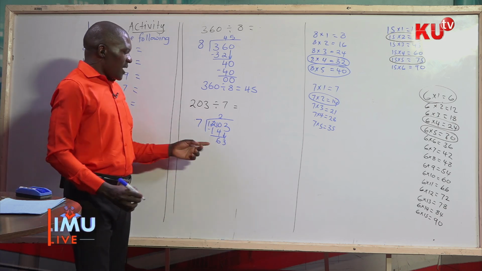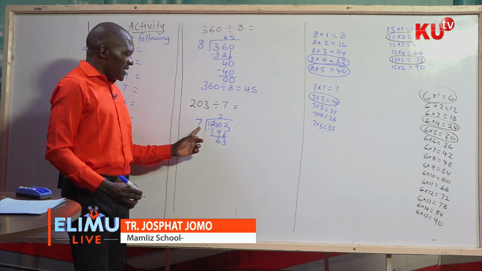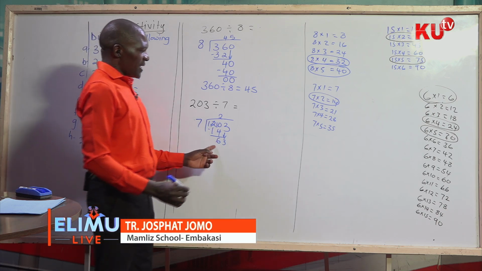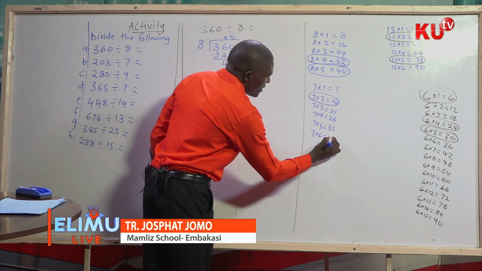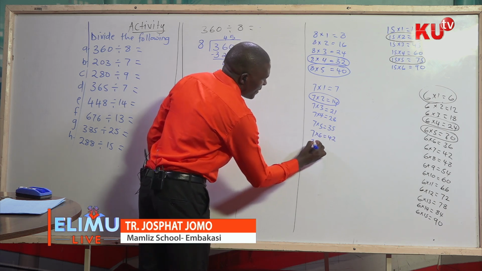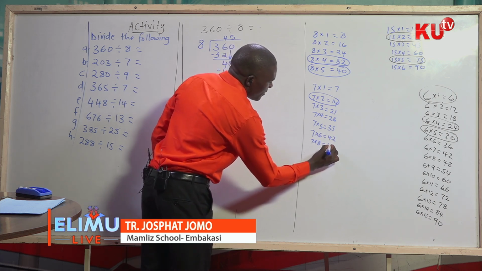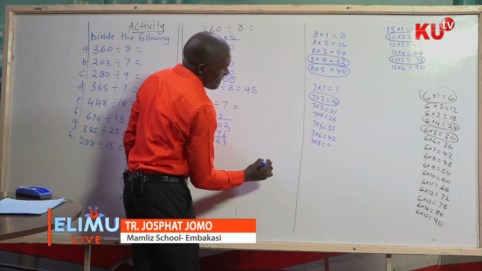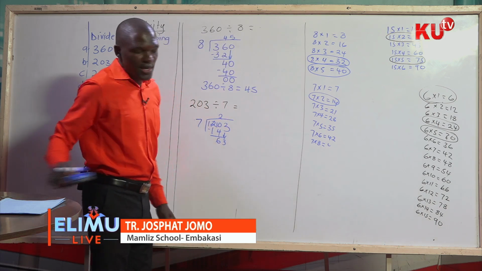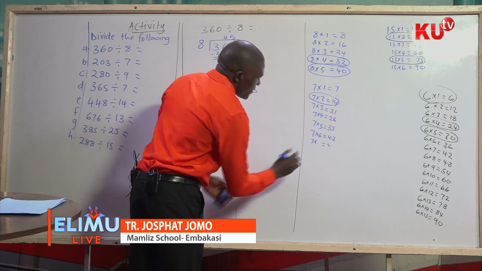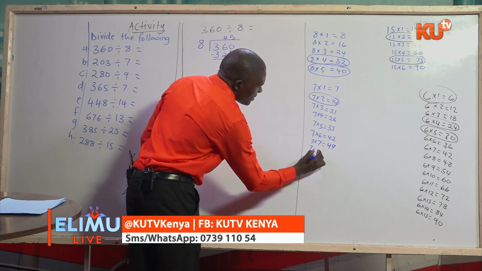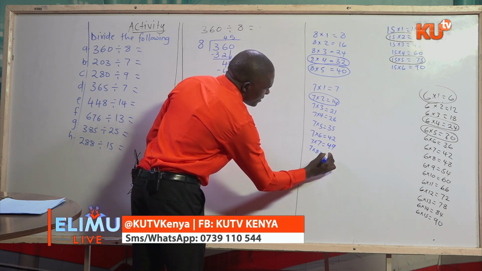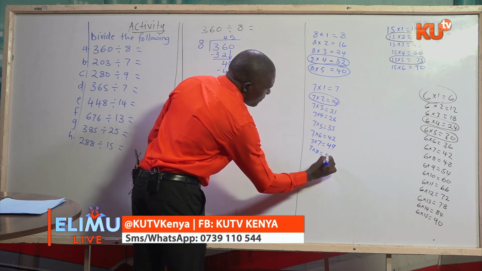So after doing that, move to the table 7. Can you extend your table? This is 42, 7 times 8. 7 times 7, that is 49. 7 times 8, that is 56.